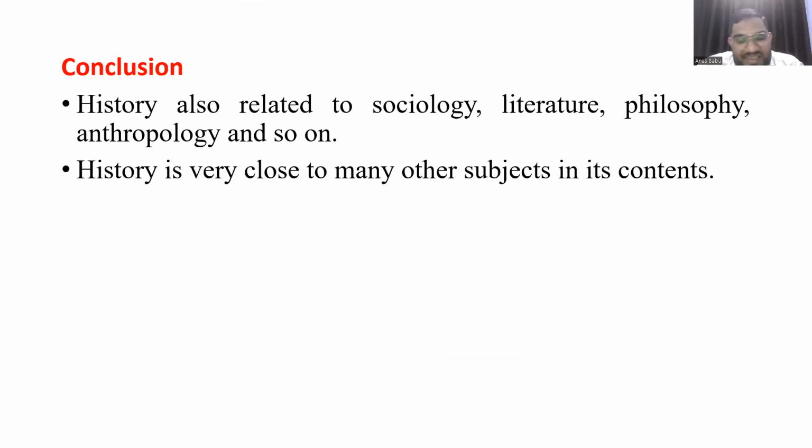So, besides geography, economics, and political science, history is also very closely related to other social science subjects like sociology, literature, philosophy, anthropology, and so on. We know that without a proper understanding of these subjects, the study of history becomes meaningless. Therefore, history is very closely connected to other subjects in its content.